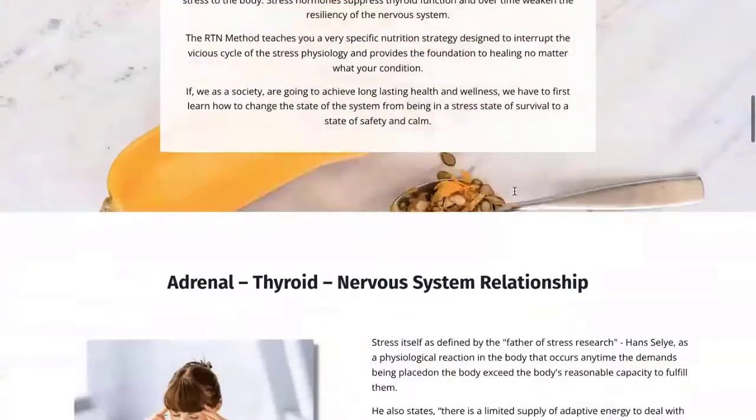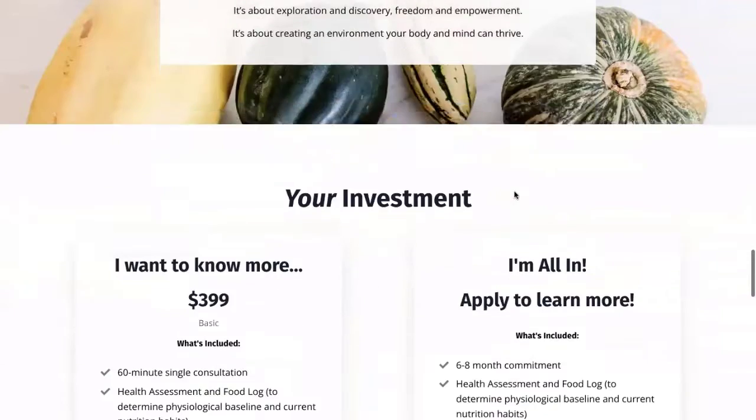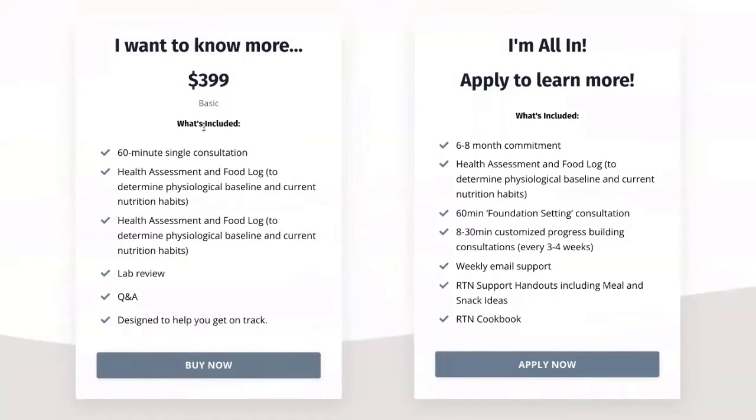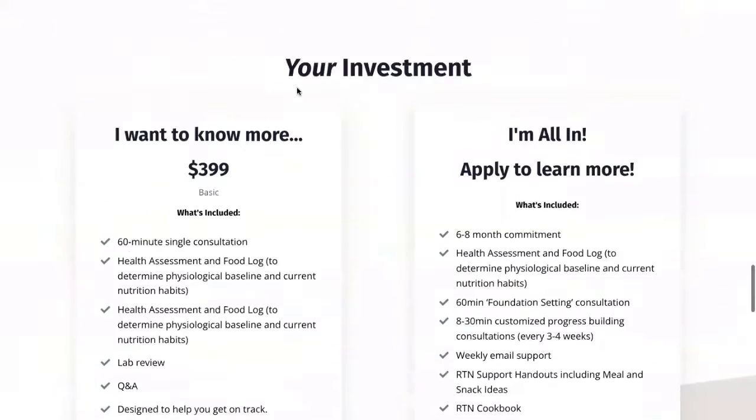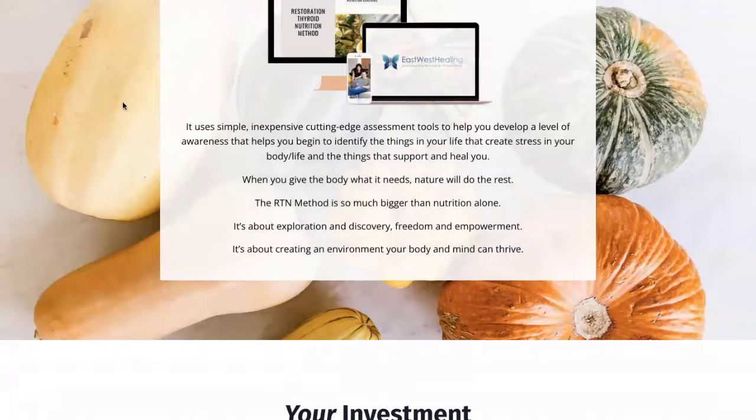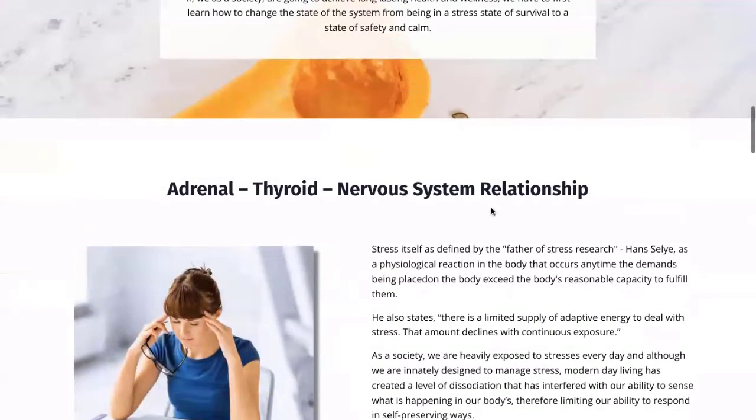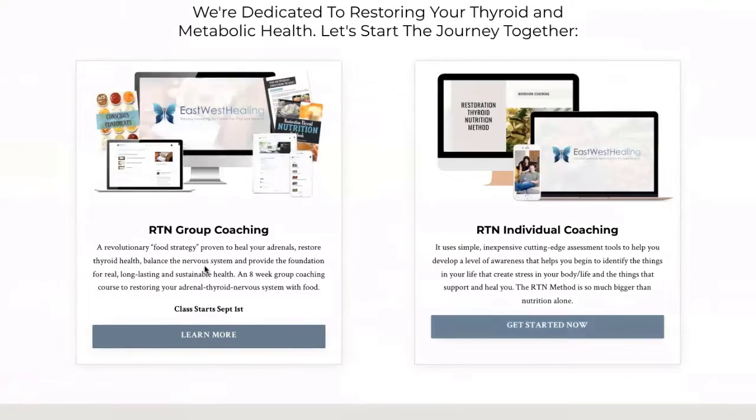So you can see the sales page we designed here, but their individual coaching is going to be either $399 or they have to apply to learn more, which is a more in-depth type of program. Now, for the people who are not interested in this, they're like, this is really not my thing. I can learn with a group.